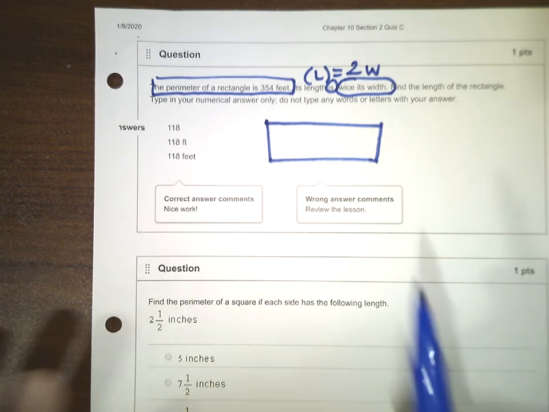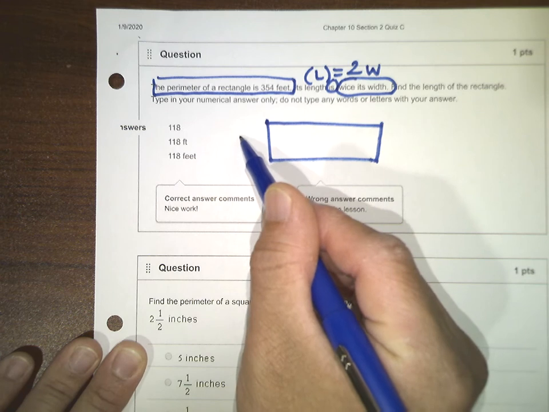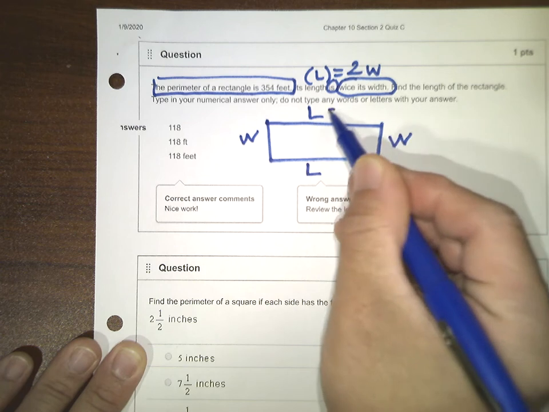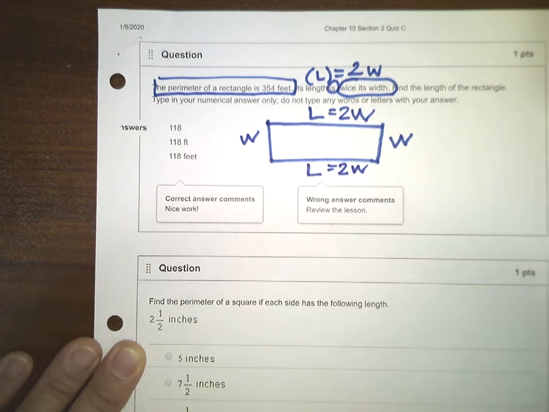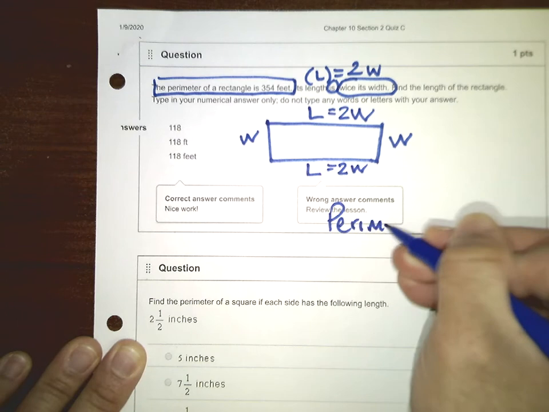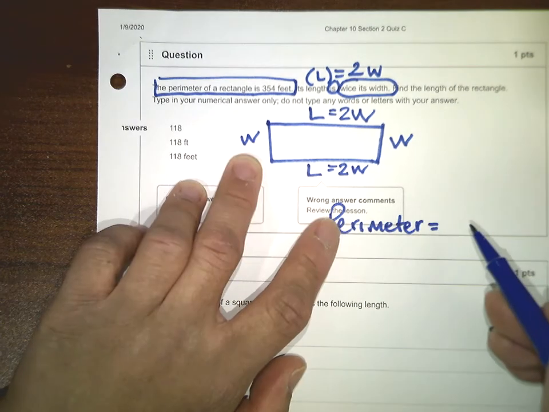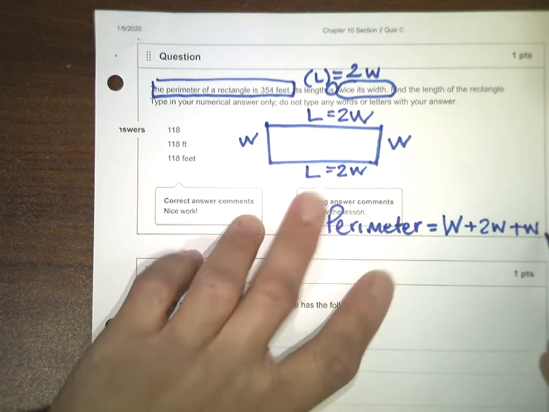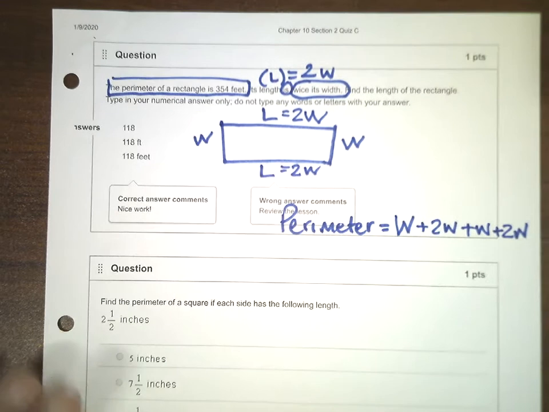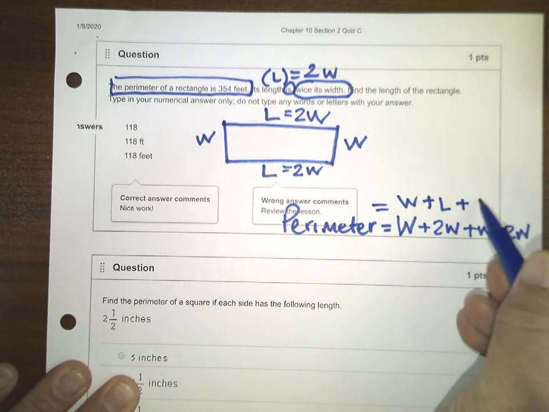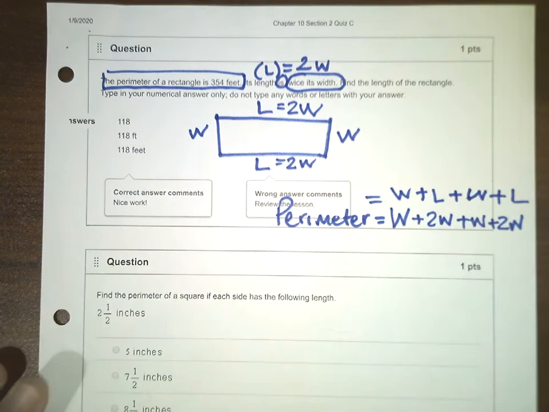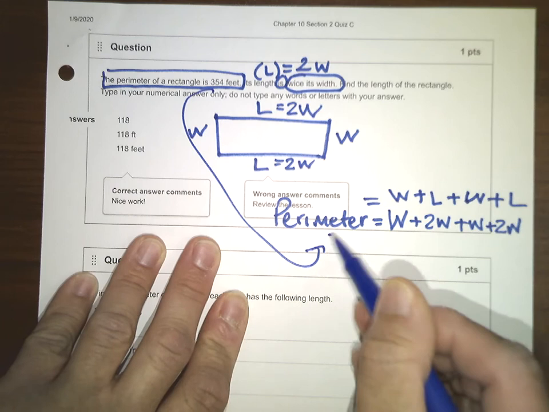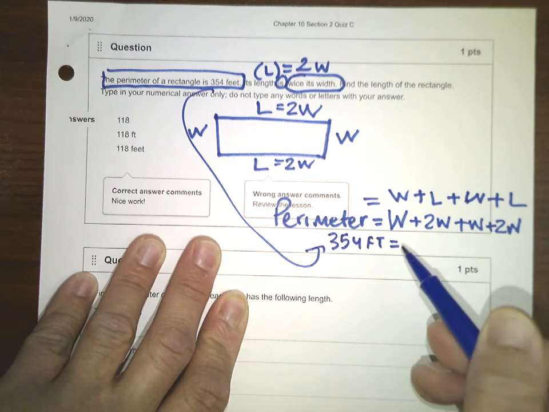So what I'm saying is that, well, if this is the width, then this is the width, and this is the length, and this is the length, and the length was equal to 2W, then the perimeter, or the distance around, is equal to W plus 2W plus W plus 2W. All right, or W plus L plus W plus L. All right, so now that we know that the perimeter was 354 feet, so FT will be the abbreviation for feet.